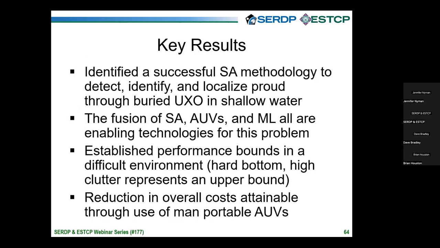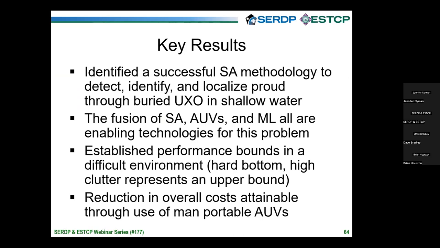Moving forward, we're going to address some of the key results that we've identified. We have a successful structural acoustics methodology. The fusion, we believe, of structural acoustics, AUVs, and machine learning are enabling technologies for this problem. We were able to establish performance bounds in this set of experiments for this difficult environment.